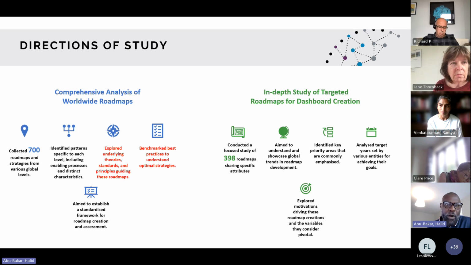The second half of my work was to revisit some of these roadmaps, and this time be a little bit more specific. So I brought the 700 down, reducing it to about 380, around 400 roadmaps that are more specific to different levels: national roadmaps, municipal roadmaps, regional and sectoral roadmaps, as well as what we call the baseline roadmaps.